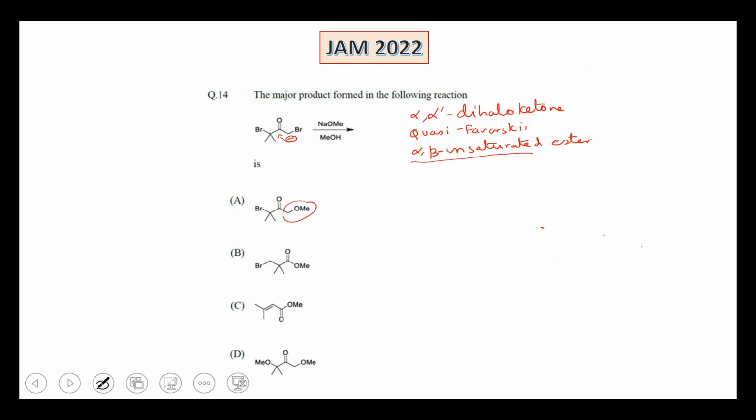This is not an ester, this is not an ester, this has no alpha beta unsaturation. So A is wrong, B is wrong, D is wrong, and you can see in option C you have alpha beta unsaturation. So C is the right answer.